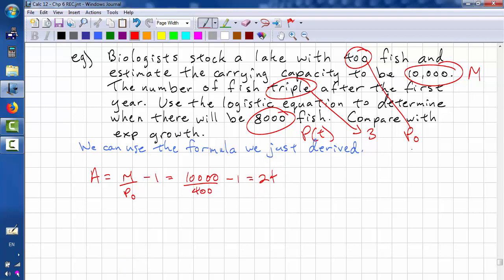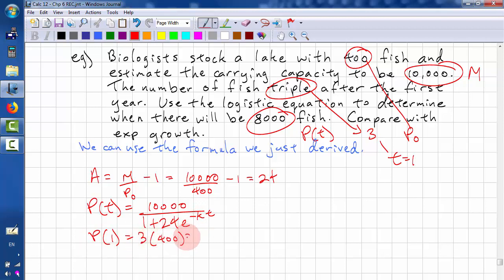We still need to figure out k. So we're given an initial condition, and this is at t equals 1, because it's after the first year. So let's write our equation out first. P of t equals 10,000 over 1 plus 24 e to the minus kt. Let's substitute P of 1 equals 3 times 400 equals 10,000 over 1 plus 24 e to the minus k, because it's after 1 year.